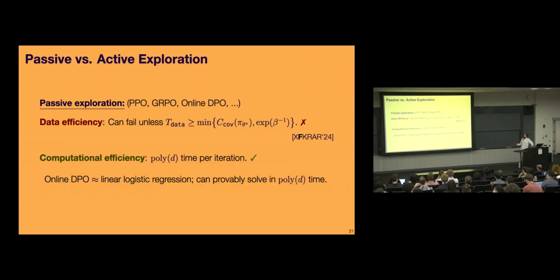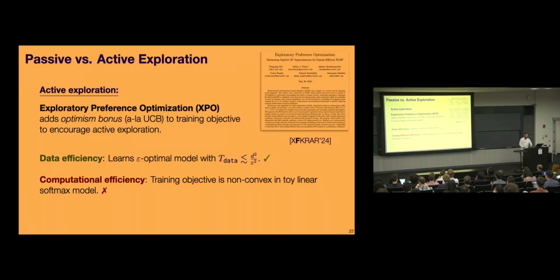The compute for these algorithms is actually decent in a per round sense. At each iteration, you can implement these efficiently, provably efficiently in our toy model. But just because you need a huge amount of data, the total compute you need across the learning process is still huge. Okay, are there any techniques we can use that might allow us to explore a little more actively and do better?